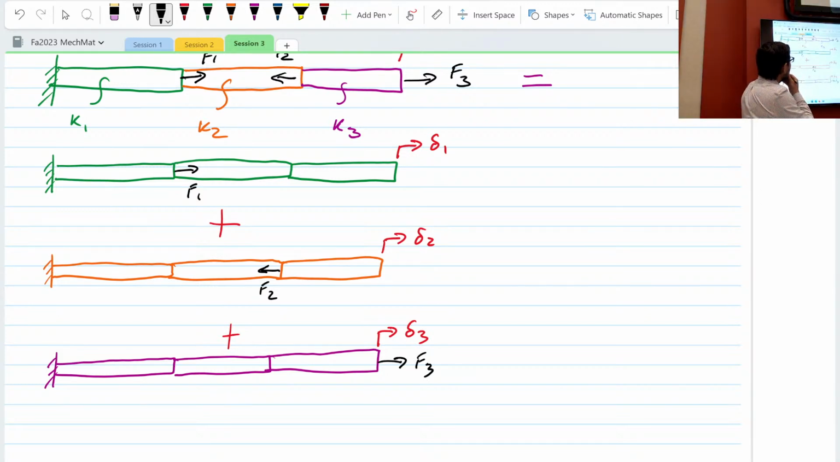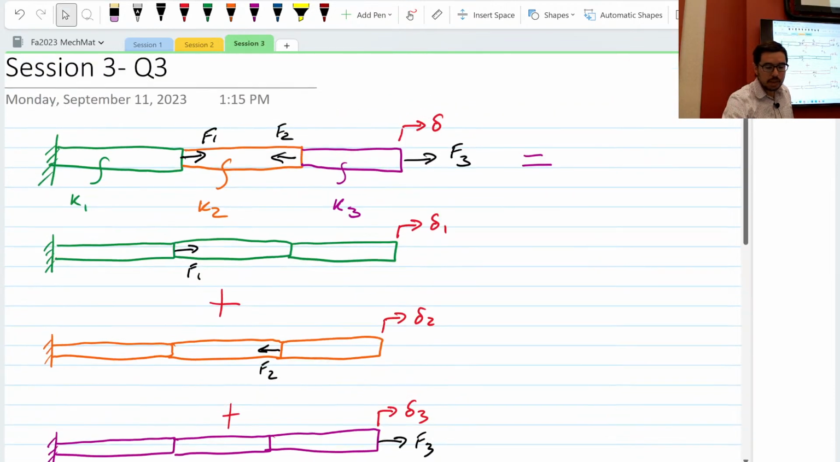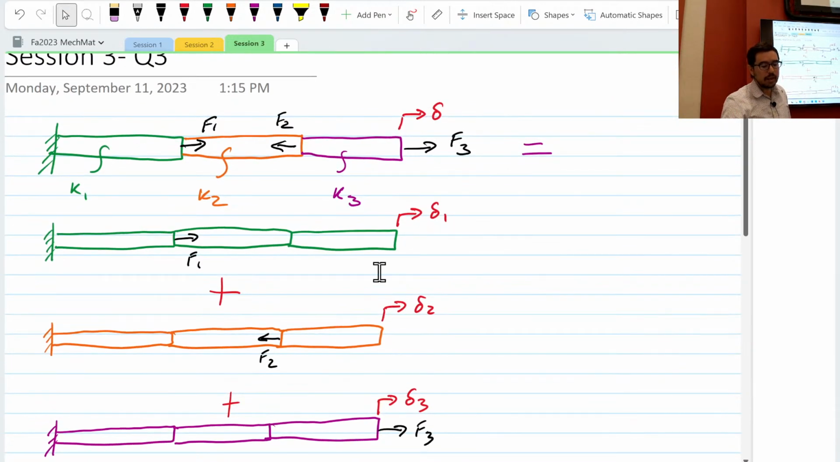So it's important to keep in mind that what we need to do is look at the response at the right end. Okay, we're adding these responses up to these individual forces, F1, F2, and F3. So in this sense, we need to figure out what delta 1 is, delta 2 is, what delta 3 is. Okay? And so how do we do that?